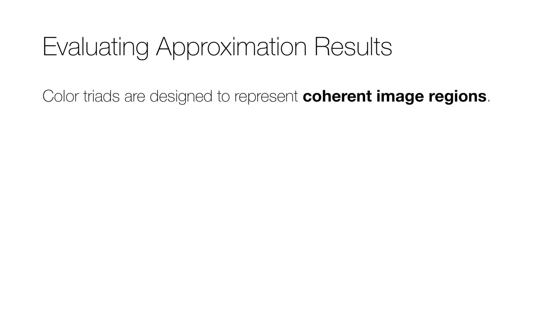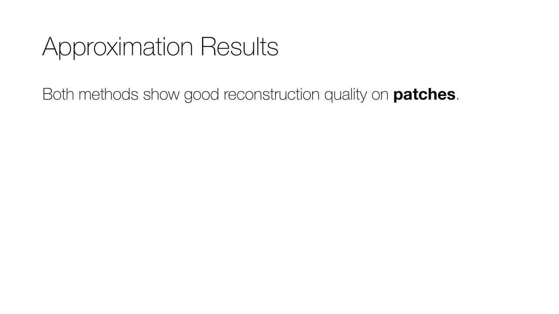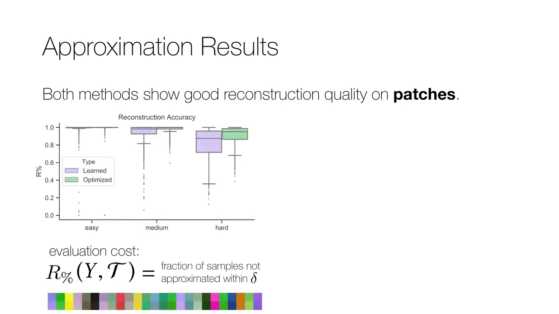By their very nature, color triads are designed to approximate coherent image regions and not distributions of entire images. We therefore evaluate their approximation ability accordingly by looking at patches. We collect a large set of patches and use entropy as a proxy to split them into easy, medium, and hard. Both iterative optimization and trained neural network achieve great reconstruction quality on patches. Even for hard patches, nearly 90% of input pixels are approximated within a certain delta. Quality is much higher for medium and easy patches.